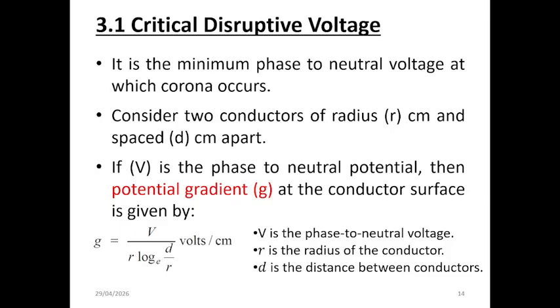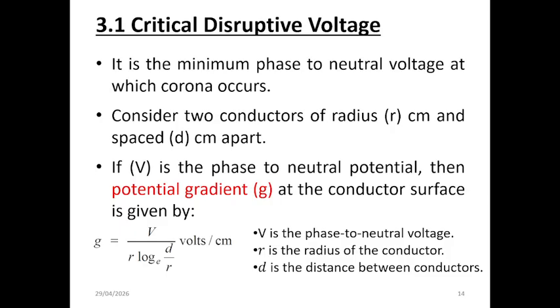So critical disruptive voltage is defined as the minimum phase to neutral voltage at which corona first begins to appear on a transmission line. Below this voltage level, the air surrounding the conductor remains non-conducting and no ionization takes place. However, when the voltage reaches this critical value, the electric field intensity at the surface of the conductor becomes strong enough to cause ionization of the surrounding air, initiating corona discharge.